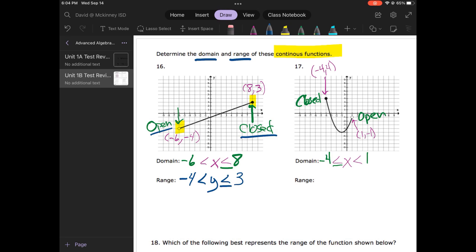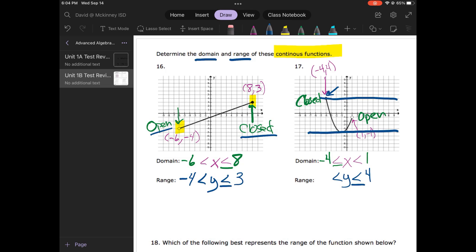My range, I need to set up the same way I set up my range on problem number 16. In this particular case, I'll write a y. I'll put my less than signs on both sides of it. The highest point on this particular function is there at 4. I need to write that on the right-hand side of this. My highest values go on the right, my lowest on the left. But notice, since that's a closed circle and that circle is the highest point, I put an equals to line under my inequality.